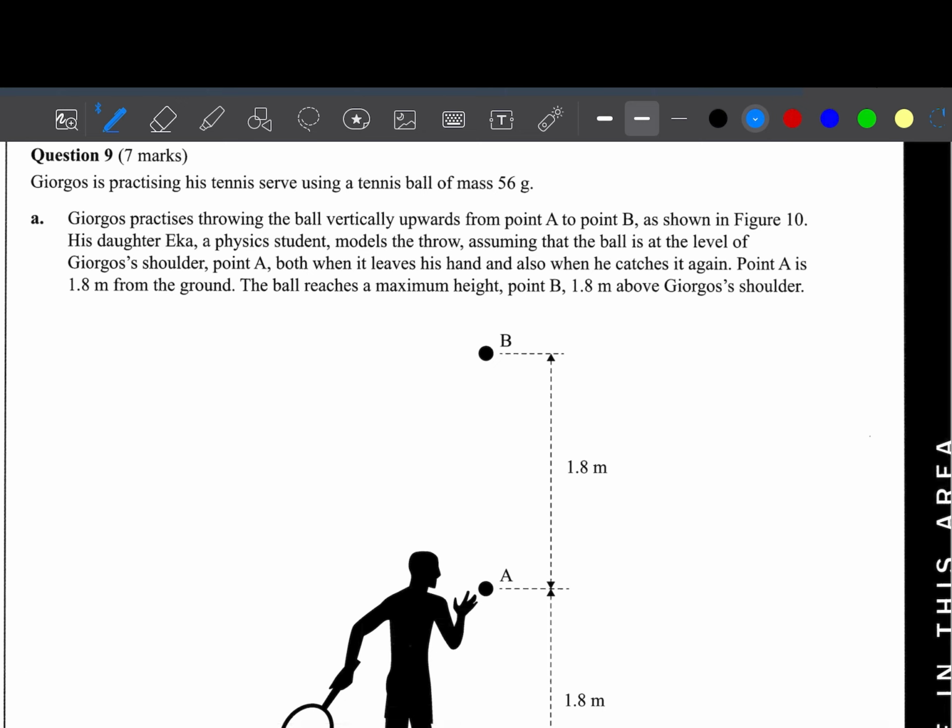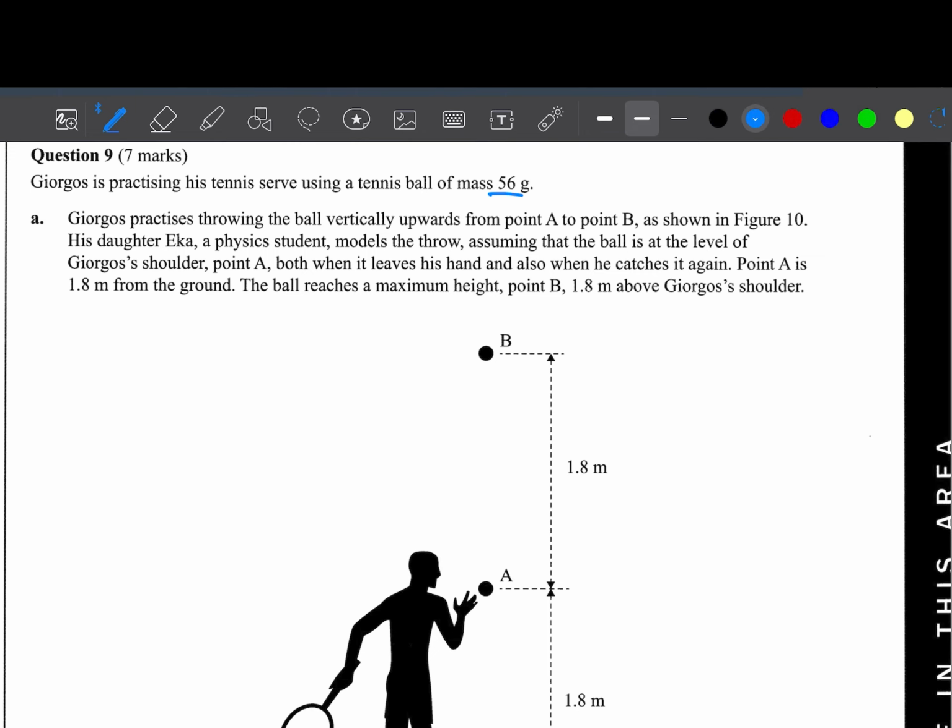Georgos. Okay, I'm sorry if I pronounce it wrong. I'm just going to call him G. G is practicing his tennis serve using a tennis ball of mass 56 grams. G practices throwing the ball vertically upwards from point A to point B as shown in figure 10. His daughter Eka, a physics student, models the throw assuming that the ball is at the level of G's shoulder at point A, both when it leaves his hand and also when he catches it again.